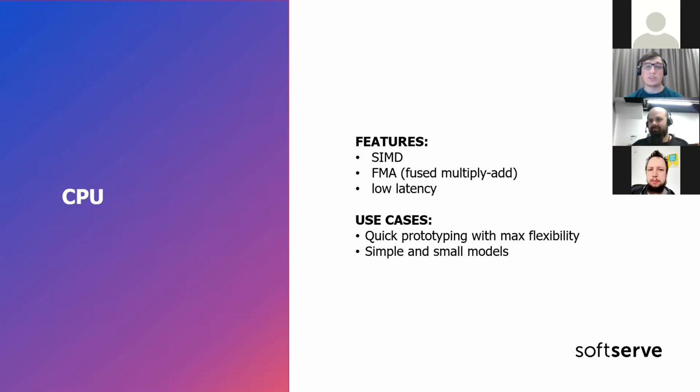Also, CPU is more flexible for developing and prototyping. Some unique operations that are used in neural networks should be added manually to a lot of different frameworks. So it's simpler to add these operations on CPU, and it's also the default choice for small size models.